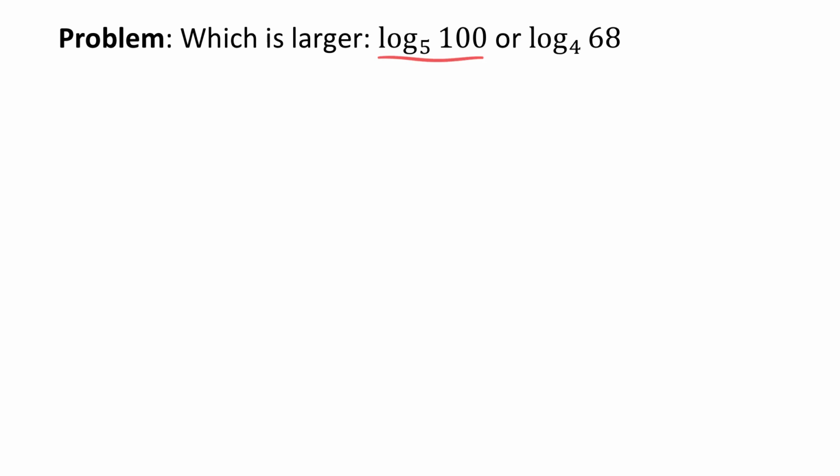Okay, powers of 5, that would be lower and higher than 100. 5 squared is 25. 5 cubed is 125. And 100 would kind of be over there. So again, maybe 2.8.